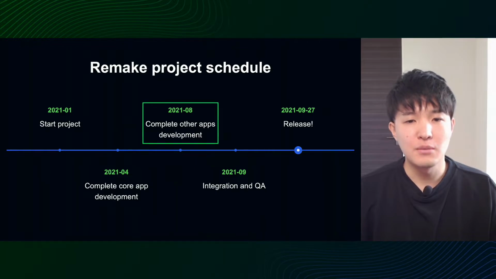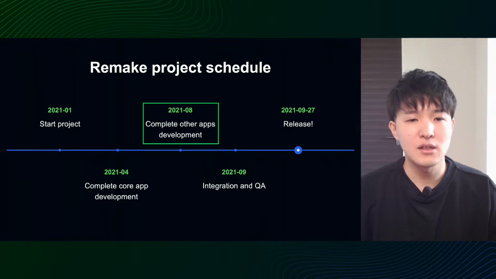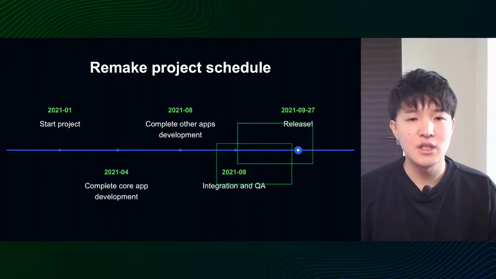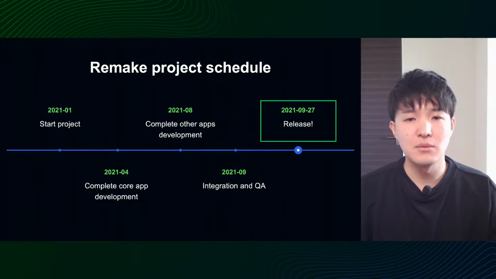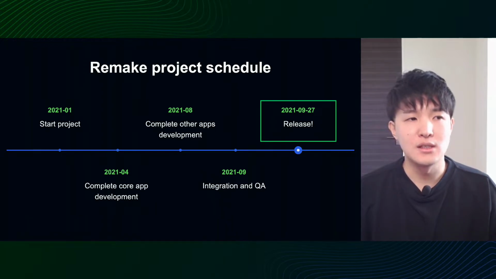We completed the development of other applications in August. By other applications, I mean this green application part. Then we did integration and QA in August and September. The main part was released on September 27th, 2021. This is what the schedule looked like.